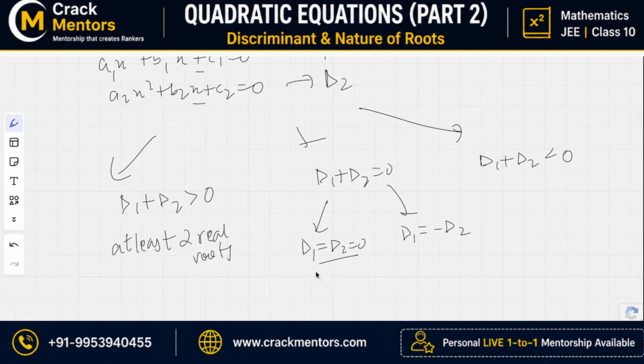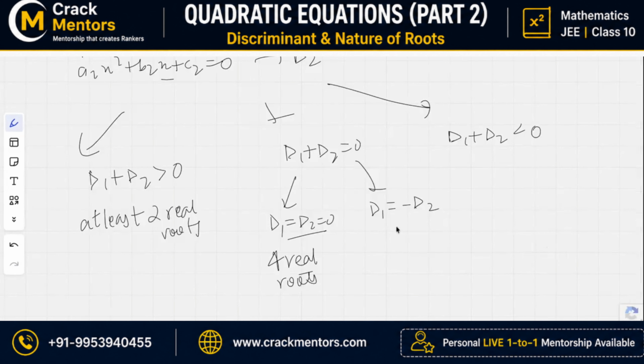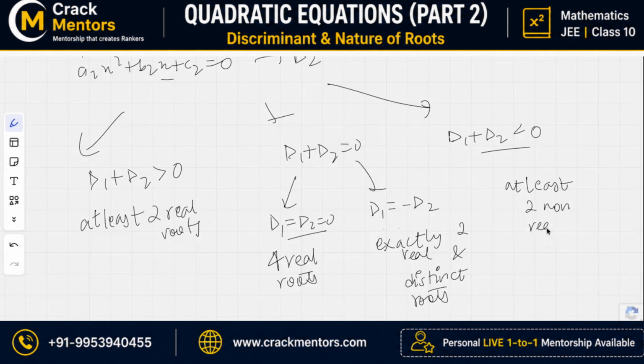If both are 0, then you'll have 4 real roots. If d1 is the negative of d2, then you will have exactly 2 real and distinct roots. And if d1 plus d2 is negative, then definitely one of them has to be negative. That means at least 2 non-real roots.